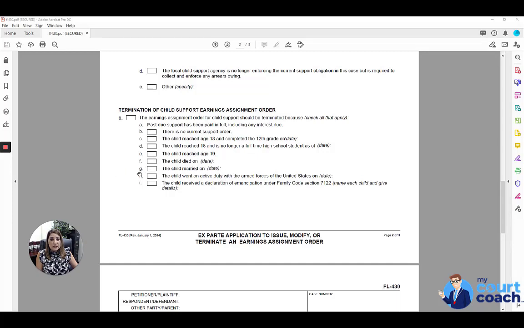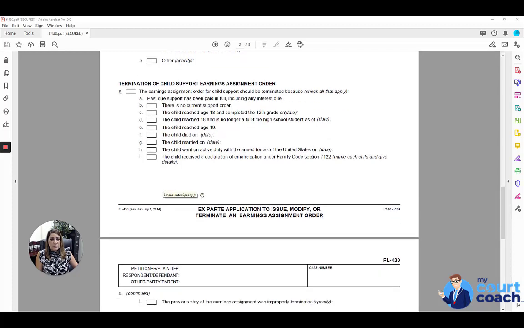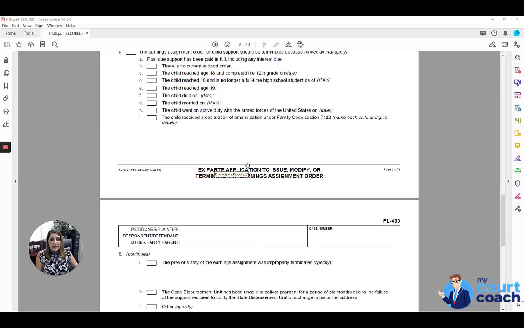If the child went on active duty with the armed forces of the military, go ahead and list the date that they entered the military. If the child has been legally emancipated, mark box 8I and name the child that has legally emancipated, give the details. If there's some sort of case number that goes with that, I would provide that information as well.